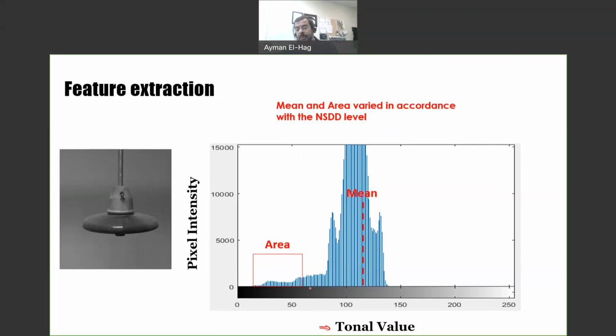And then we extract two features. This is the distribution of the tonal value. On the y-axis is the pixel density, how many pixels have this level. So this is the distribution. We take the area of the first 60, 70 tonal values, which is the dark side, and we take the global mean of the whole distribution, as you can see here.